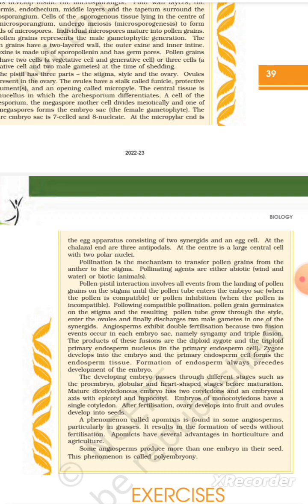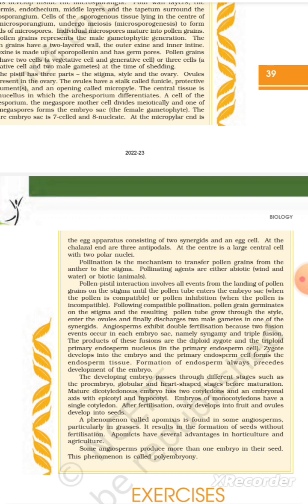The developing embryo passes through different stages such as the proembryo, globular, and heart-shaped stages before maturation. A mature dicotyledonous embryo has two cotyledons and an embryonal axis with epicotyl and hypocotyl. The embryo of monocotyledons has a single cotyledon. After fertilization, the ovary develops into fruit and the ovule develops into seed.